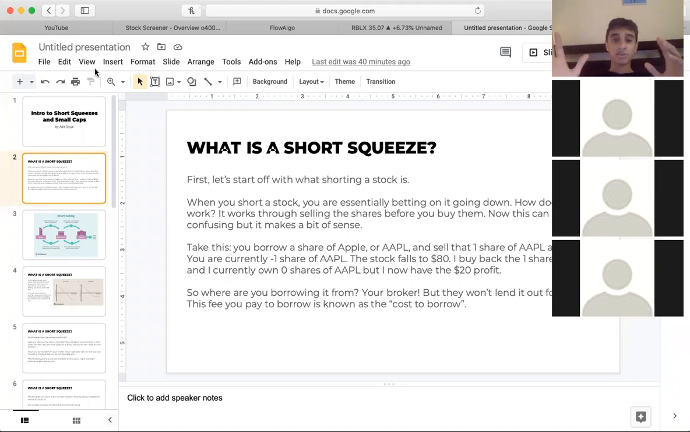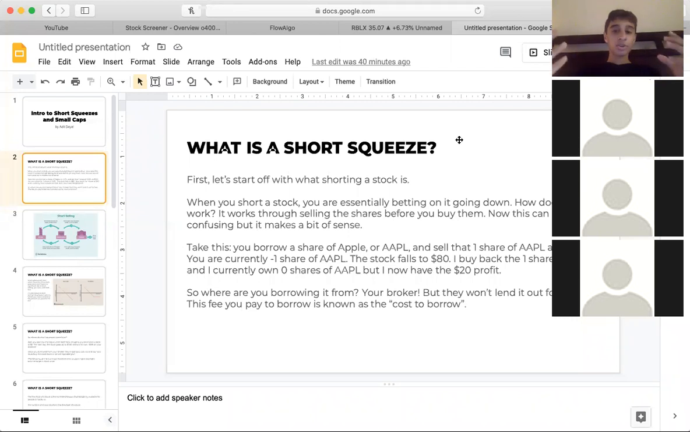Now, it gets a little bit confusing, but let's take an example. Let's say I sold one share of Apple at $100. I'm currently negative one share of Apple, right? When it goes down to 80, I buy it back. So I have zero shares of Apple. I have not bought or sold anything, but I have the $20 difference between the 100 and the 80.